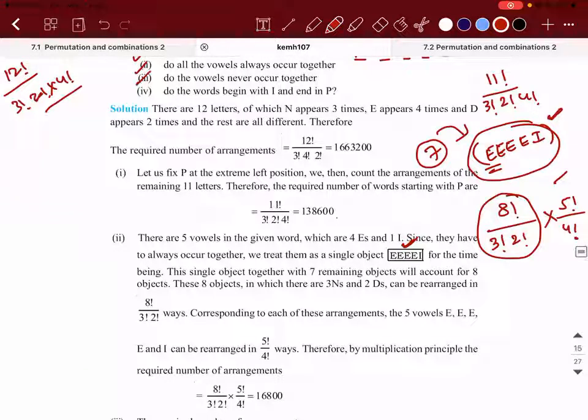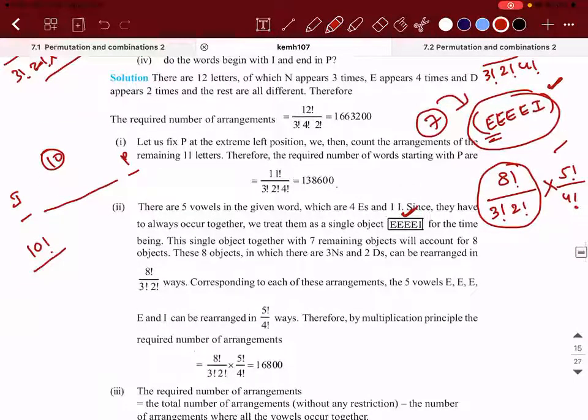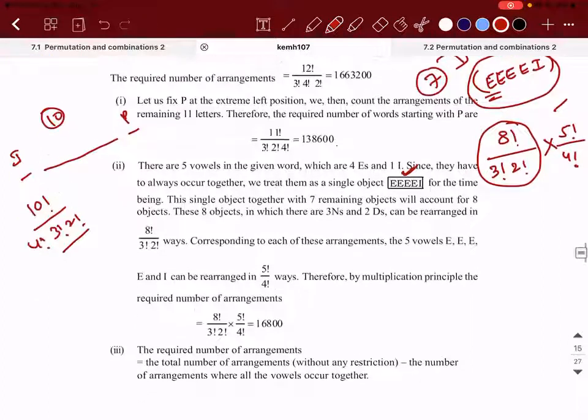Vowels occur together. So how many words can be formed which begin with I and end with P? Which begin with I and end with P. So I and P have fixed positions. How many letters are left in between? 10. So 10 factorial divided by the letters repeating among themselves, that is 4 factorial into 3 factorial into 2 factorial. Correct?